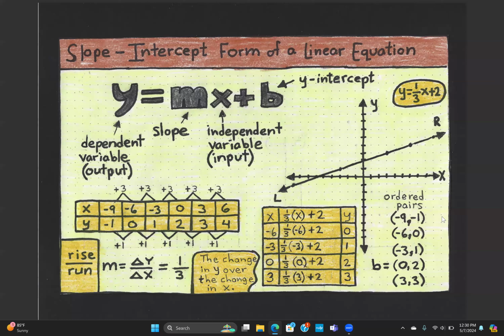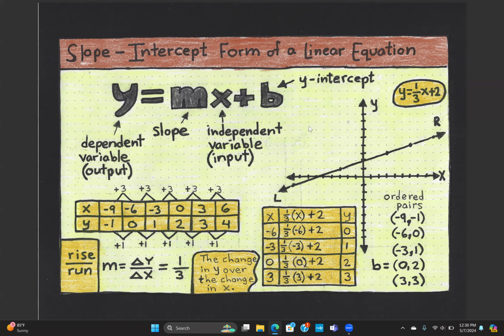Today, we're going to study the slope-intercept form of a linear equation as represented by y = mx + b. Let's learn what these letters represent. We can start with y. Y is the dependent variable or output. The letter m stands for the slope of the line. X stands for the independent variable or input, and b is the y-intercept.